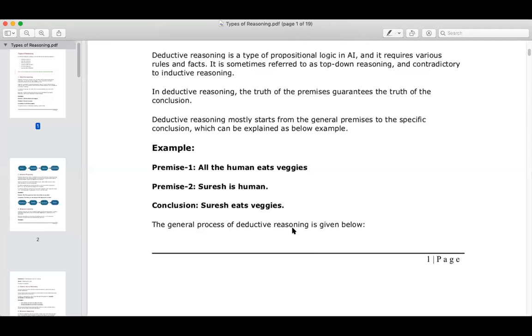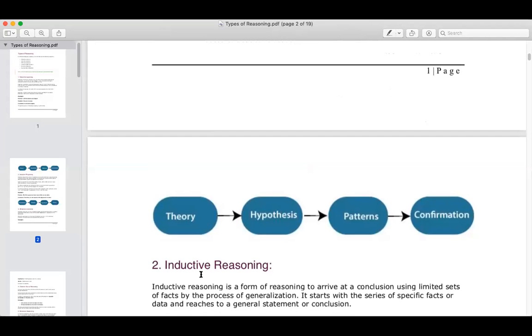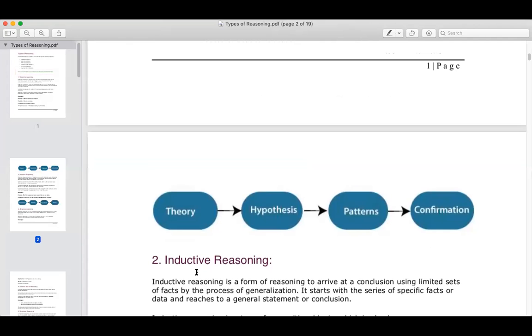Okay. Then there is a hypothesis, patterns come, and then there is a confirmation. So the theory, hypothesis, patterns, and then confirmation. Got it? Okay. Then next is the inductive reasoning.